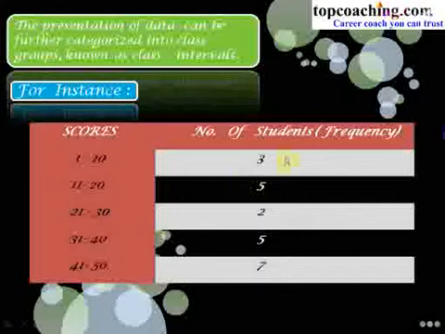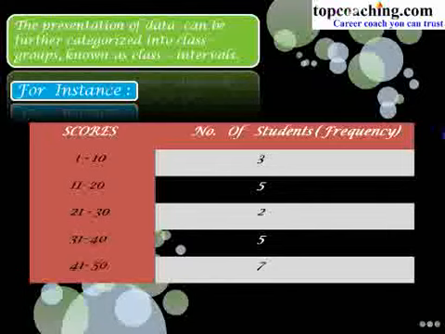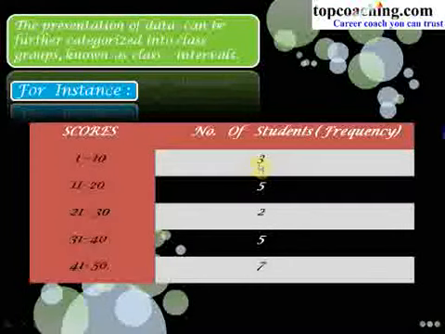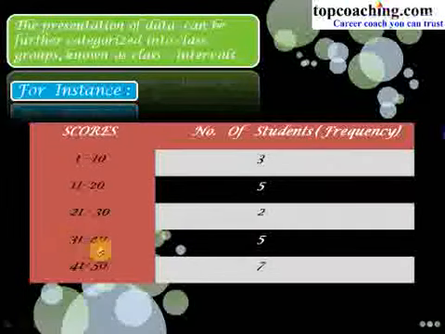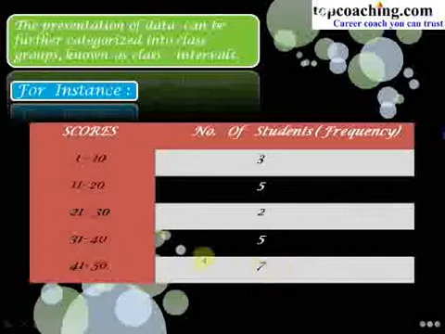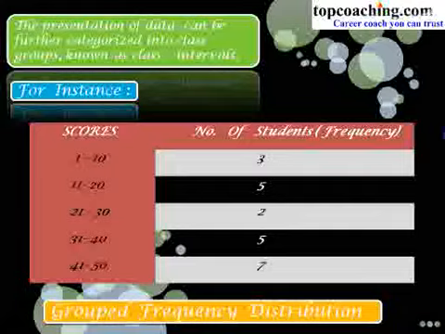Now here we have the number of students for 1 to 10 is 3, for 11 to 20 is 5, for 21 to 30 is 2, for 31 to 40 is 5, for 41 to 50 is 7. Number of students is also known as frequency. Frequency is nothing but the number of times it occurred. That is, there are total 3 students who got scores between 1 to 10, 5 students between 11 to 20, 2 students between 21 to 30, 5 students between 31 to 40, and 7 students between 41 to 50. So this is an example of group frequency distribution.